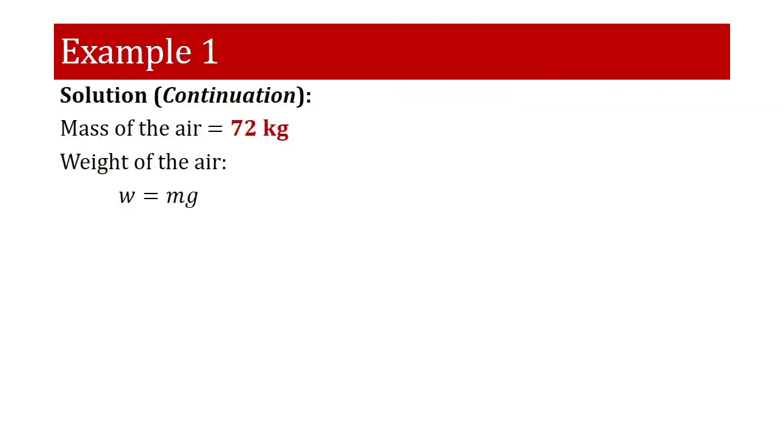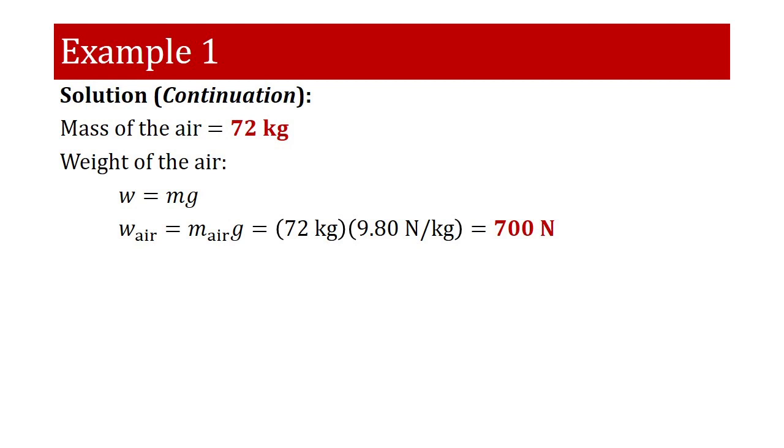Next, weight of the air. Since weight is just mass times gravitational acceleration due to gravity, so the weight of the air is equal to 72 kilograms, mao na siya ang mass sa air, times the constant acceleration due to gravity, 9.80 newtons per kilogram. So we have 700 newtons.